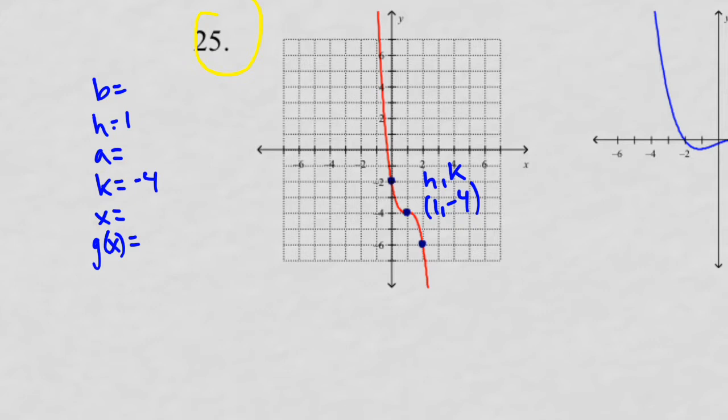Using those two, X and G of X is another point. I'm going to use this one right here, which is 0, -2, as my X, G of X. 0, -2. That is X and G of X. So X is 0. G of X is -2.